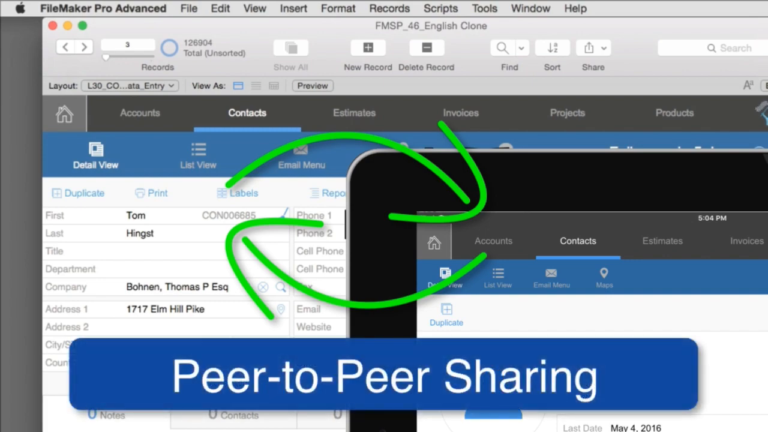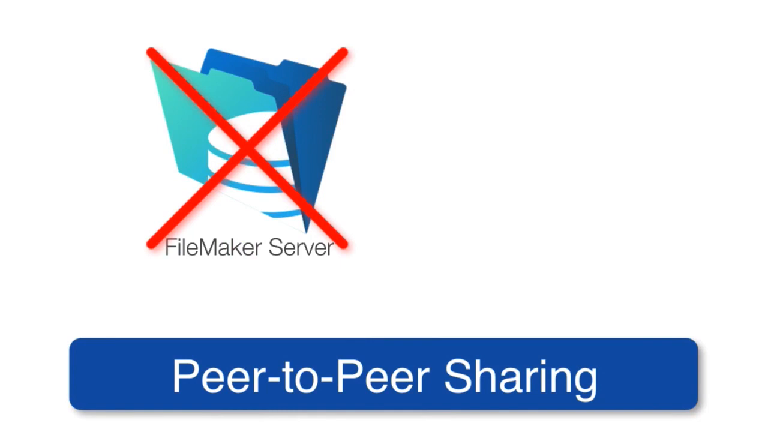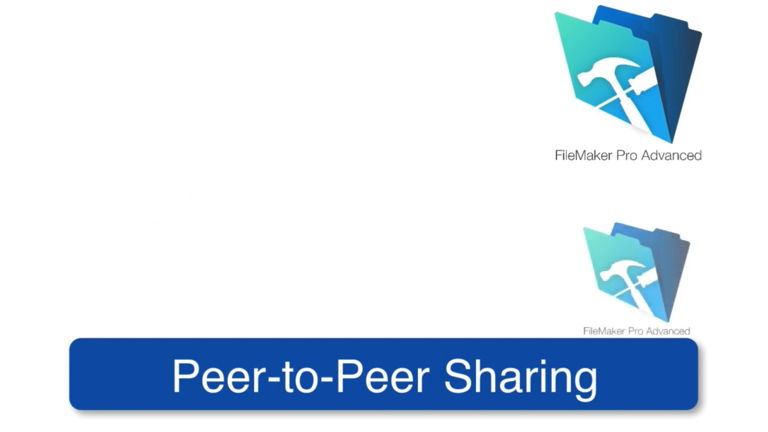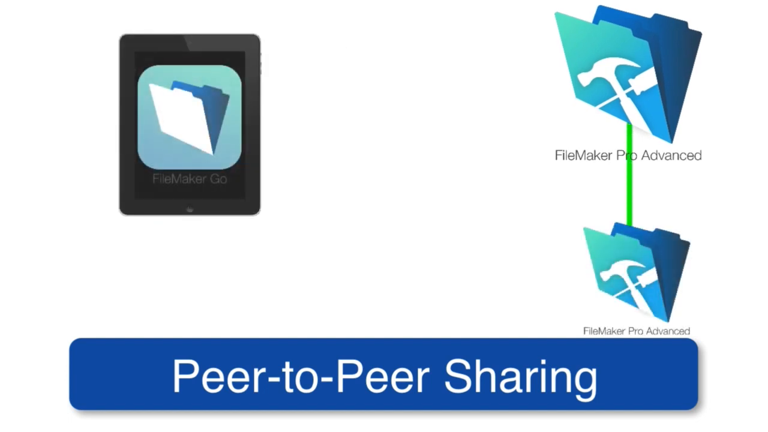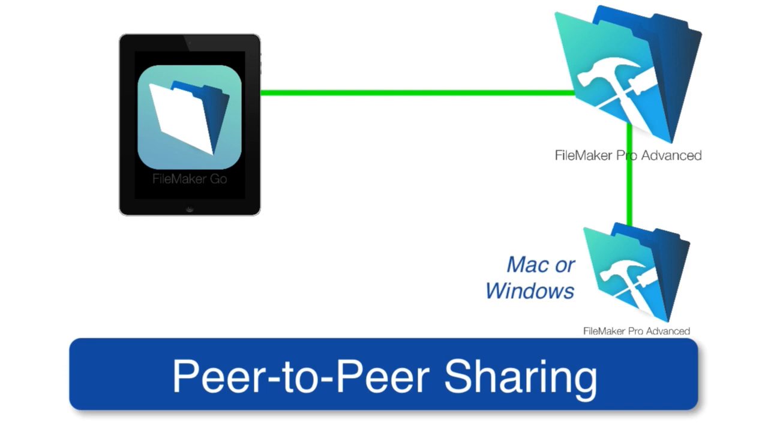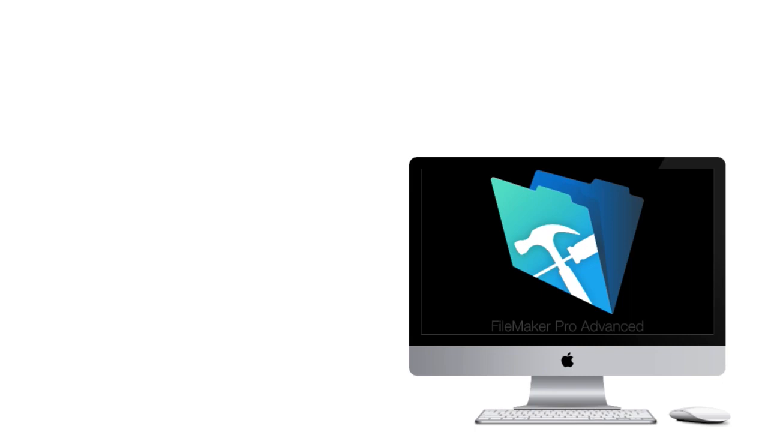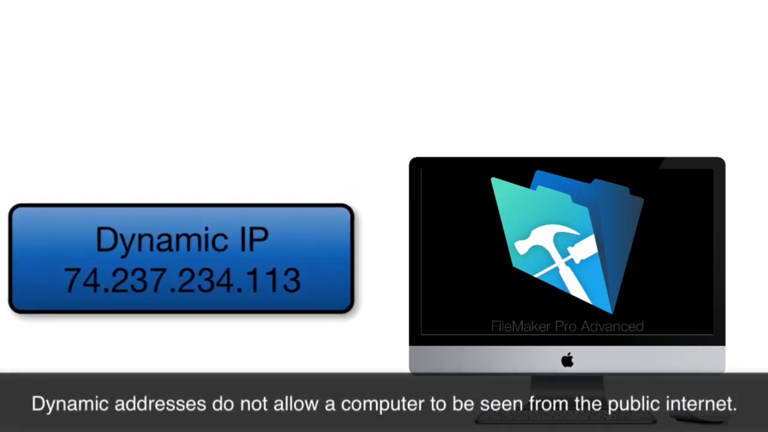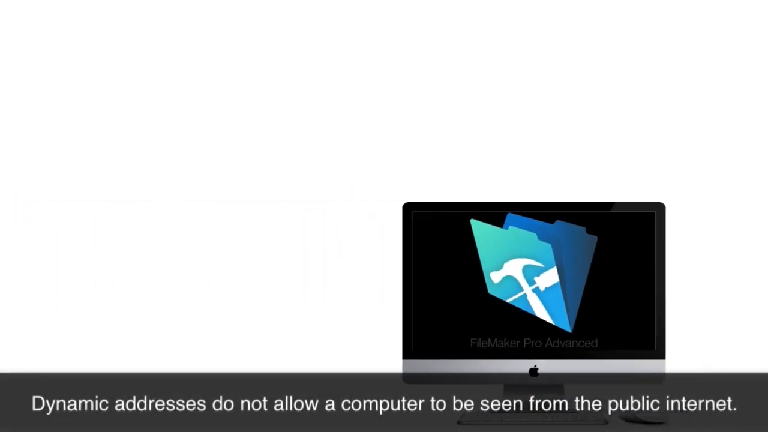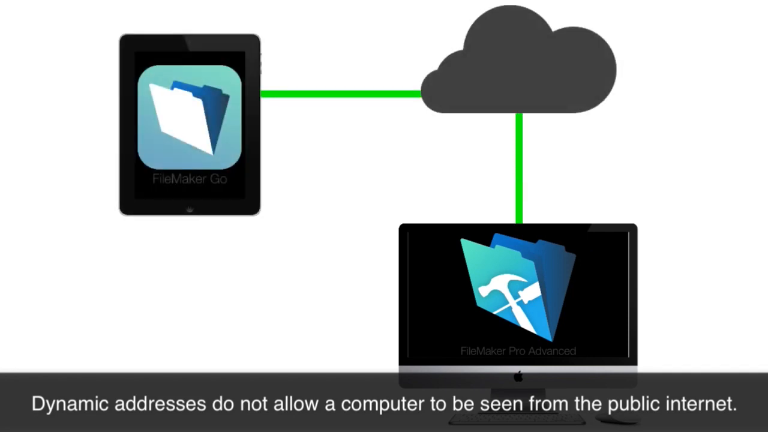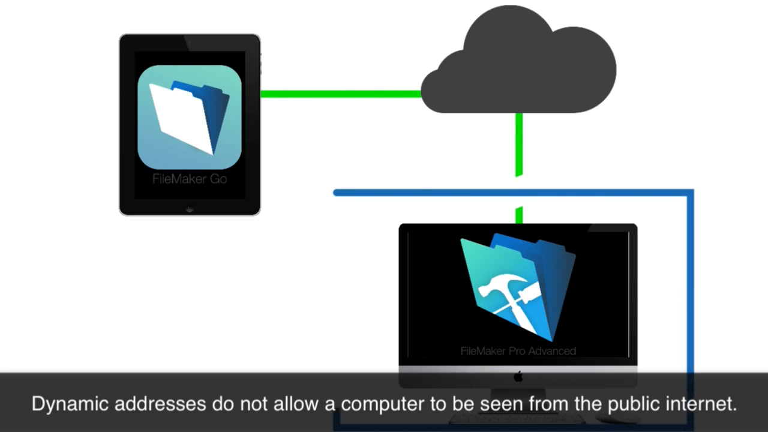It's important to note that we're not using FileMaker Server right now. We're simply using FileMaker Pro to share with other peers or other similar users. Once again, the computers can be Mac or Windows if they're using Pro. Now keep in mind, because my local device has a dynamic address, I cannot share this database out on the internet because the dynamic address won't work if I step out on the internet. Say I go to Starbucks or something. The dynamic address won't allow me to get back into my office.